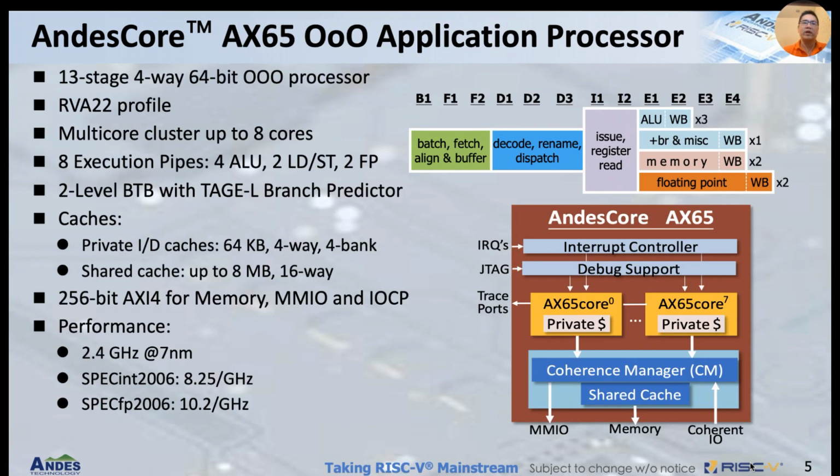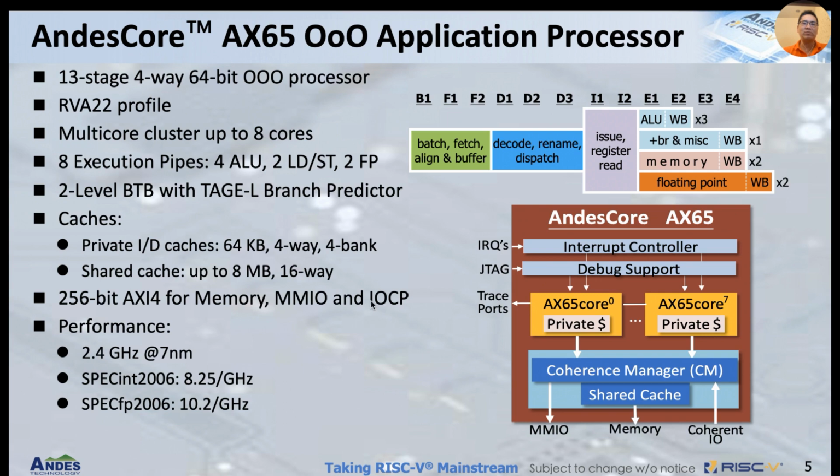Let's first take a look at the NDIS core AX65 out-of-order application processor. It is a 13-stage, 4-way decode, 64-bit out-of-order processor that supports the RVA22 profile. In a cluster, it can support from 1 up to 8 cores, and it has 8 execution pipes or engines that support 4 ALUs, 2 load and store units, and 2 floating point units.